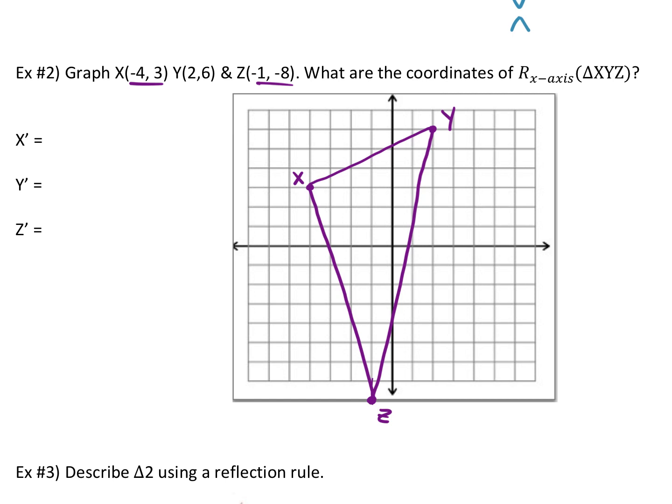Okay, so take a look at this. Tell me what this capital R stands for. Reflection. Okay, so we are doing a reflection over what? This is what we reflect over, whatever line is that little subscript. So they want us to reflect over the x-axis. Now, where is your x-axis? It is the horizontal one. This is your x-axis, okay?